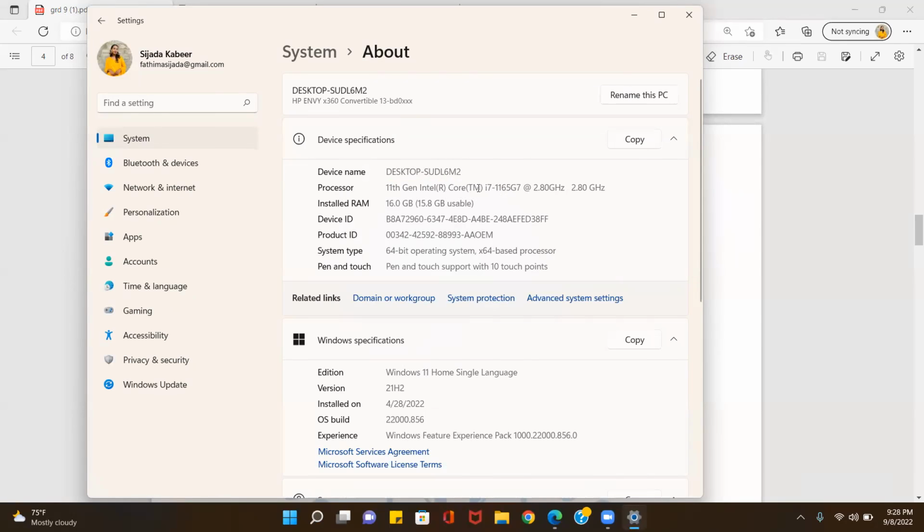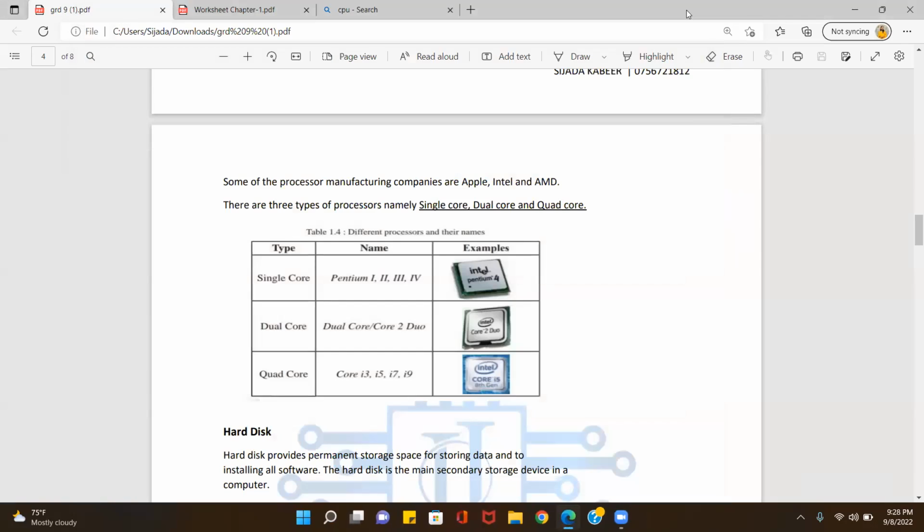This is Core i7. The i versions, i5, i7, belong to quad core processors. Dual core processors are named Dual Core or Core 2 Duo. Single core computers are Pentium 1, Pentium 2, like that.